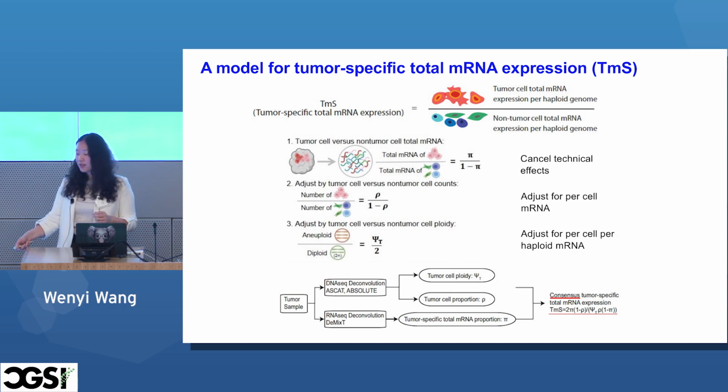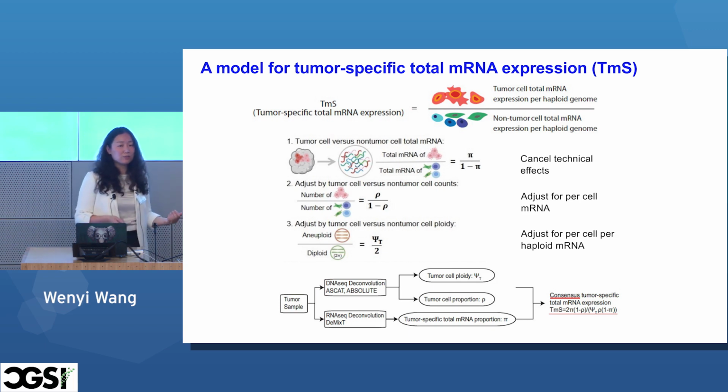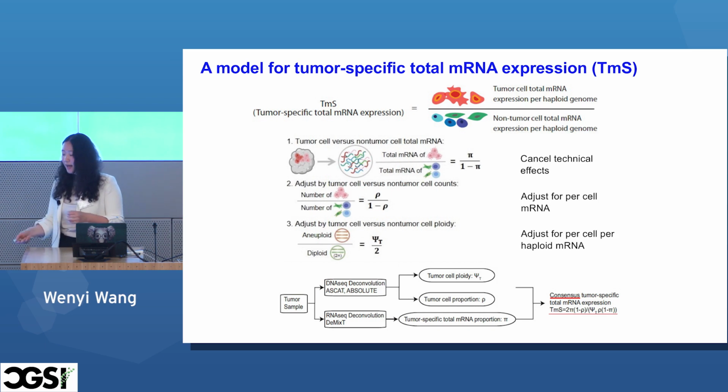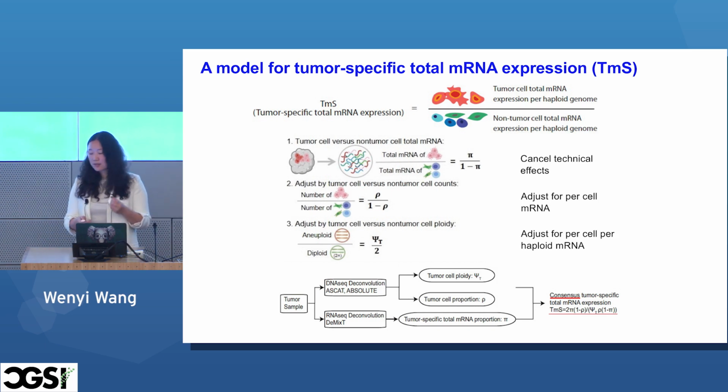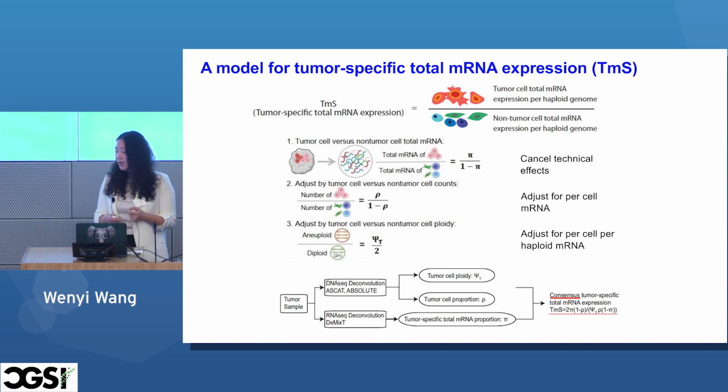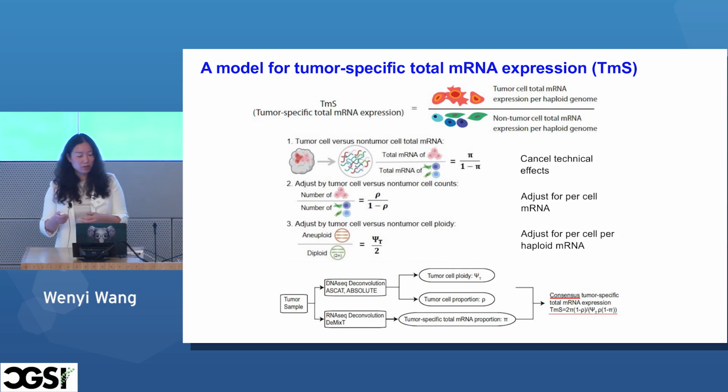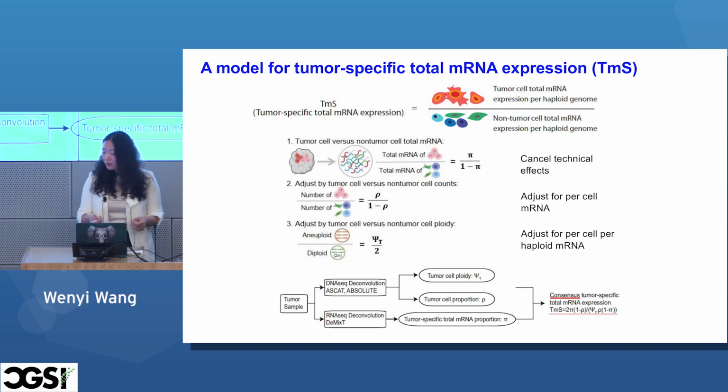And then we further adjust for the number of cells, which is not observed but can be calculated as the odds of the rho, which is the tumor cell proportion. We then further adjusted the number of chromosomes or ploidy because we're less interested in the dosage effect, but more interested in the fundamental biological feature. Therefore, TMS becomes an odds ratio of the two proportions and then further adjusted by ploidy.